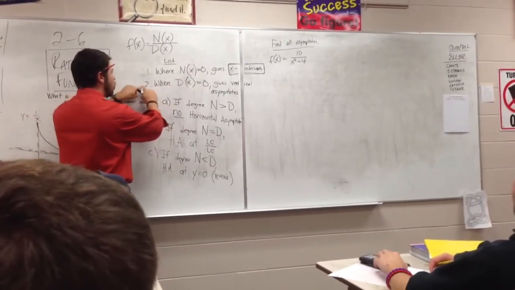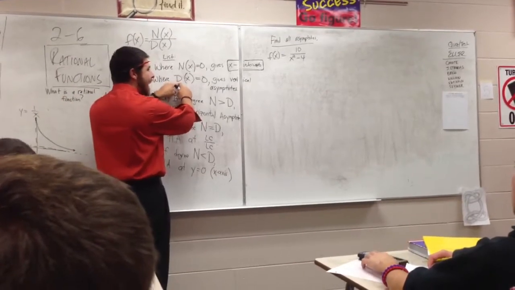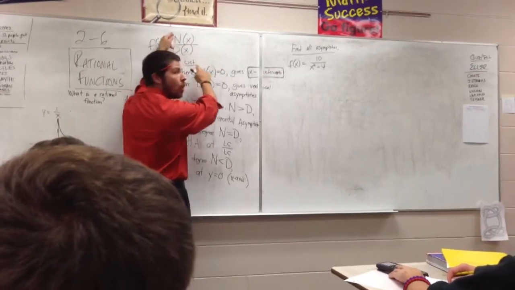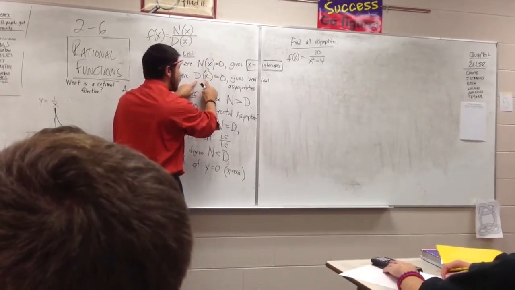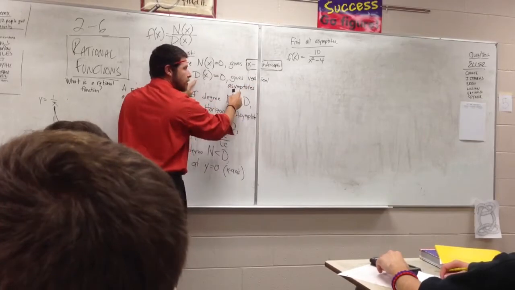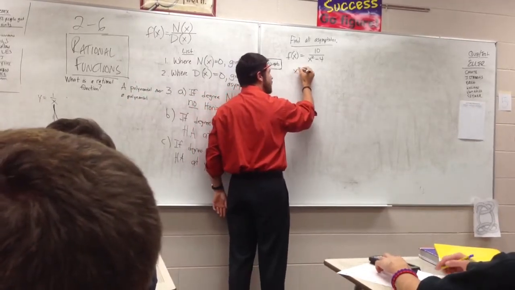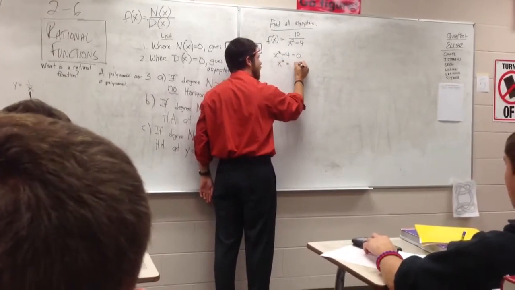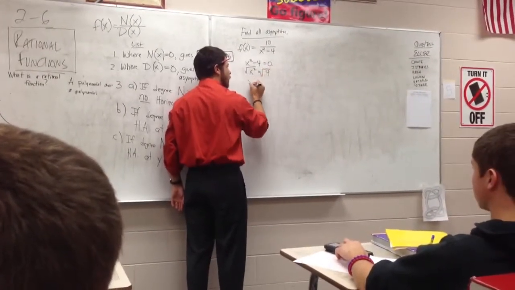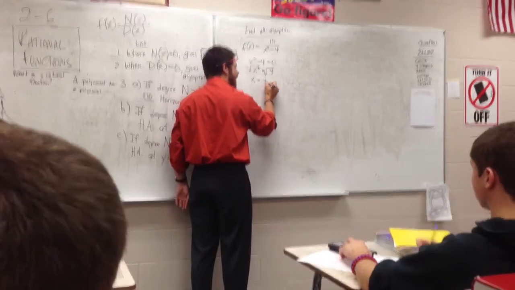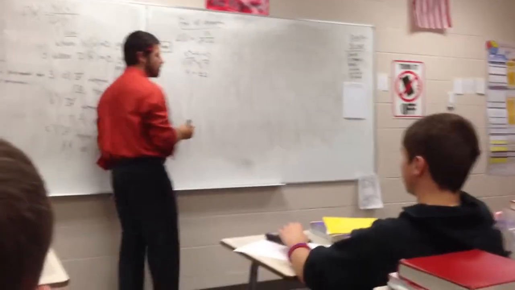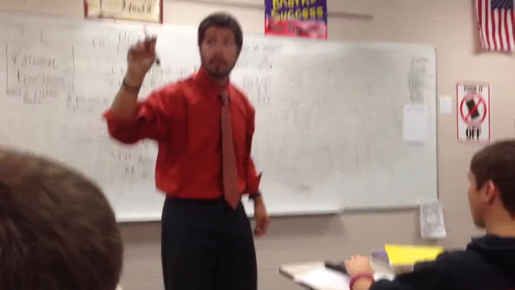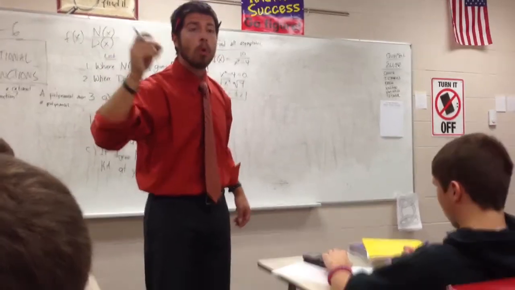Let's start off with number 2. Where the denominator, the function on the bottom, is equal to 0 gives my vertical asymptotes. So let's set my denominator, x squared minus 4, equal to 0. That means x squared equals positive 4. And when I take the square root, x equals plus or minus 2. I have 2 this time, and that's okay. You could have more than one vertical.